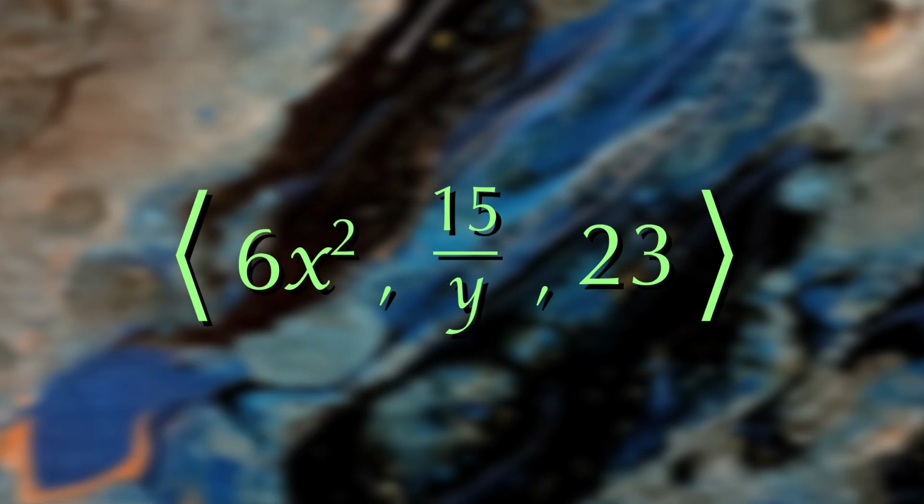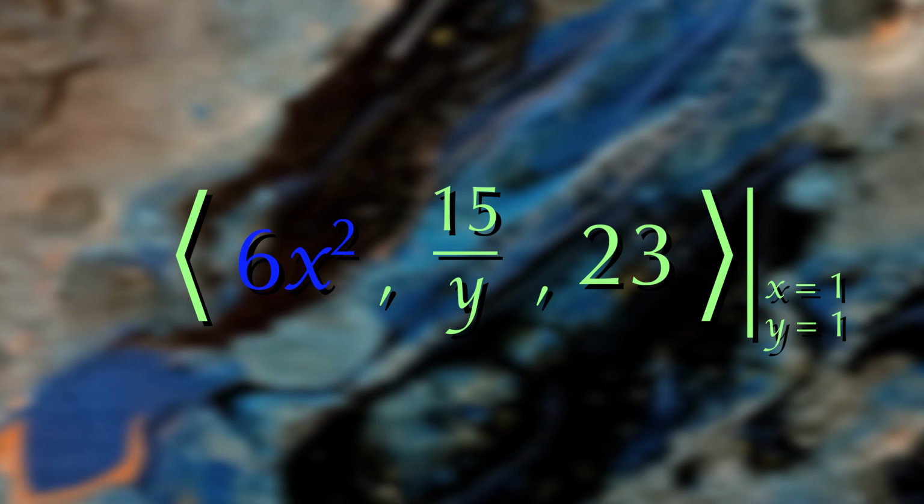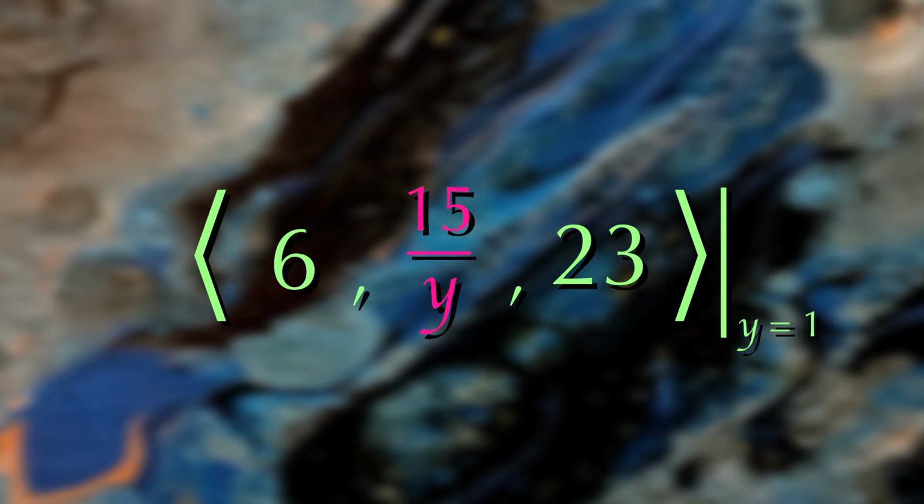So what happens now? The last step is to evaluate this thing. In this case, both x and y are equal to 1, making our process easy. And we don't need to care about z because it is just a constant. 6x squared simply becomes 6, and 15 over y becomes 15. Leaving us with this final vector.